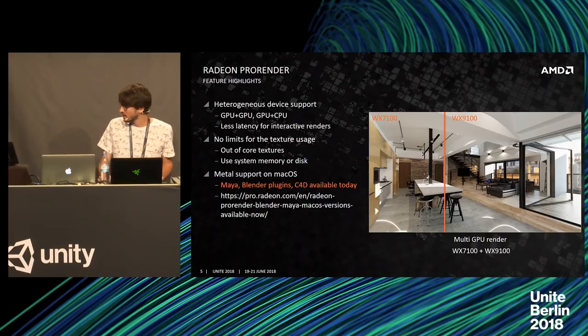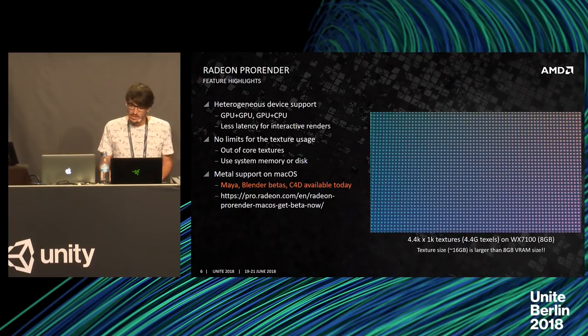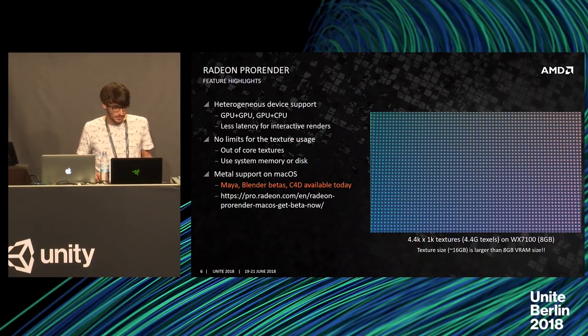A second feature I'd like to highlight is that we have no limits for texture usage. Here's a little benchmark test using over 4,000 spheres, each of them having a 1K by 1K texture map. That's 4 billion pixels, or about 16 gigs of texture memory, which is way more than we have on our device, which has 8 gigabytes. We solve this by implementing out-of-core texturing, which is to say that we store the textures in system memory up to the point where system memory is full, and then we store them on disk and swap according to the needs of the rendering.